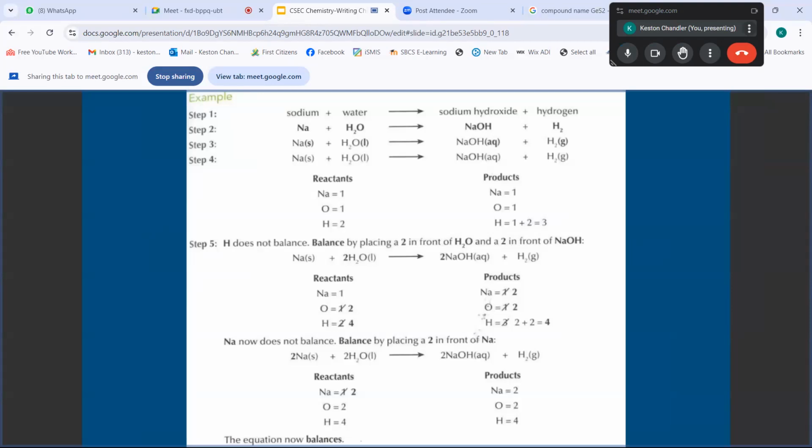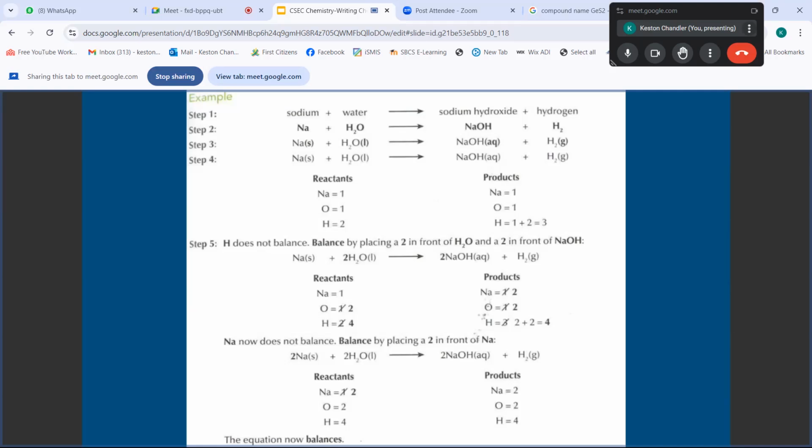Second step is you want to write the symbols to these. So sodium is Na, water is H2O, sodium hydroxide is going to be NaOH. Again, this is an ionic compound, so we have a positive Na and a negative OH. So we get a formula NaOH. Hydrogen in its elemental form is H2, and that's a gas.